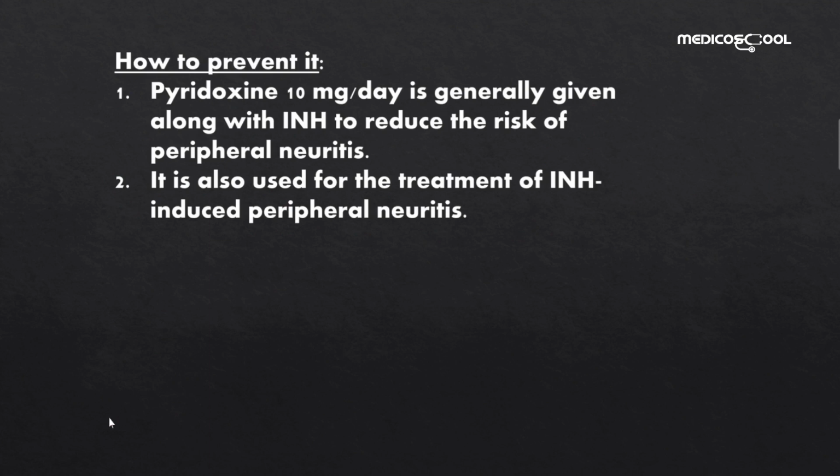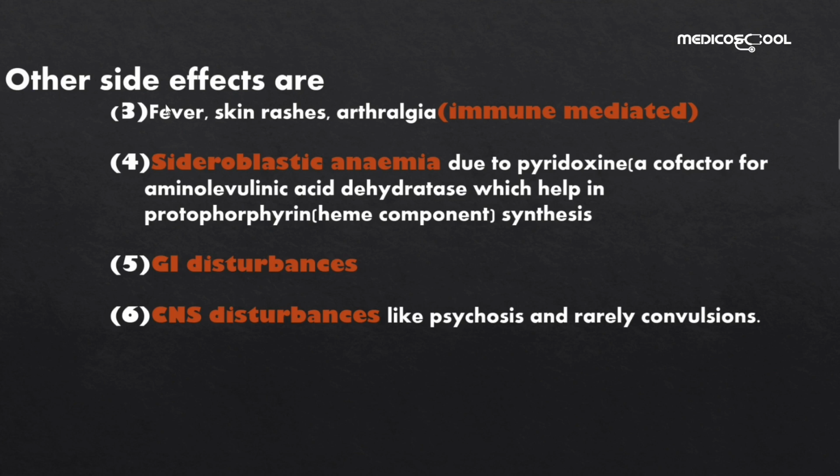But how to prevent this peripheral neuritis? If we prescribe pyridoxine 10 milligram per day along with isoniazid, this can reduce the risk of peripheral neuritis. And this pyridoxine can also be given to people who have isoniazid induced peripheral neuritis. So pyridoxine is the drug of choice in order to prevent this peripheral neuritis.